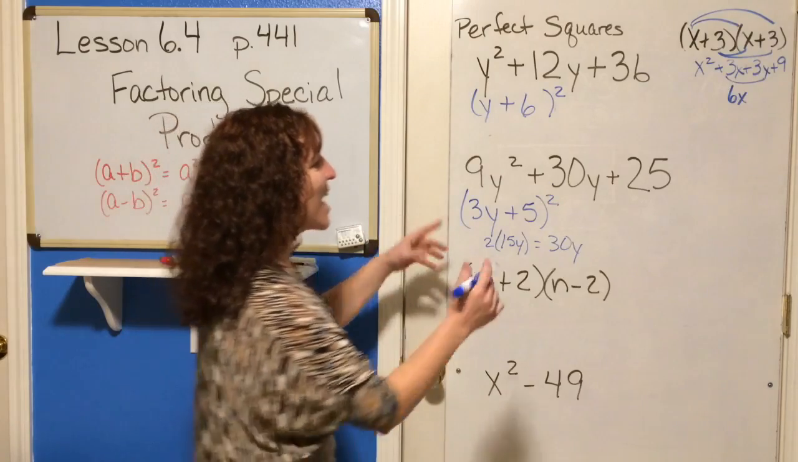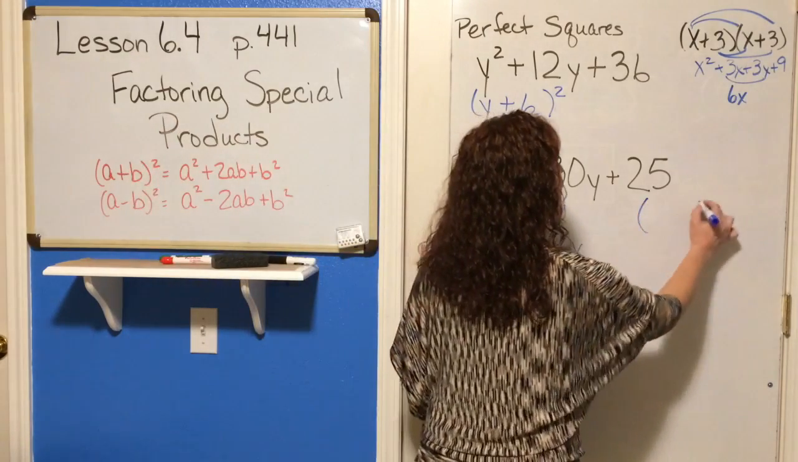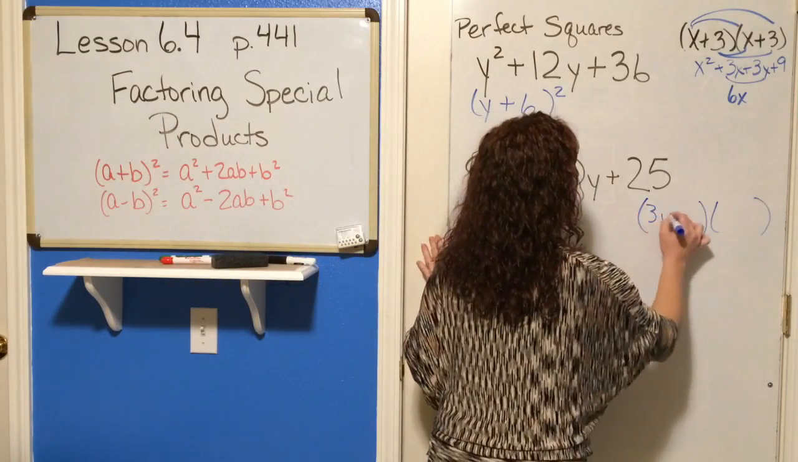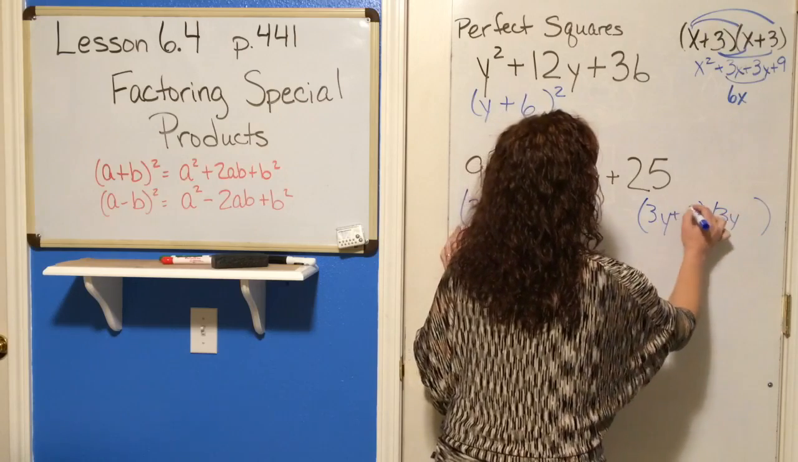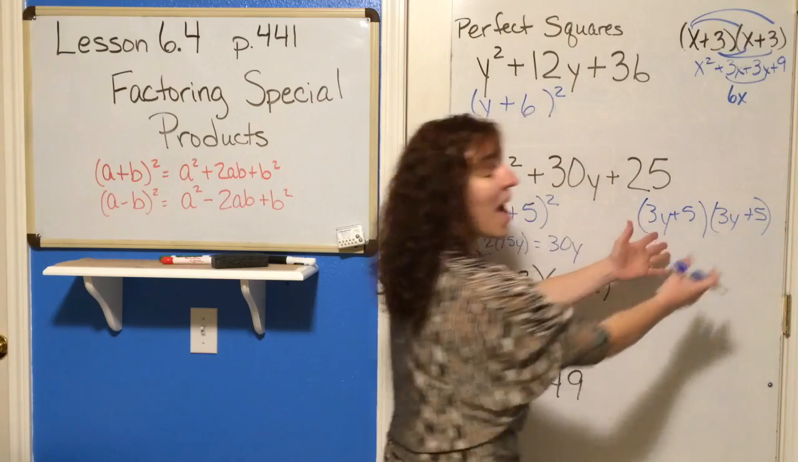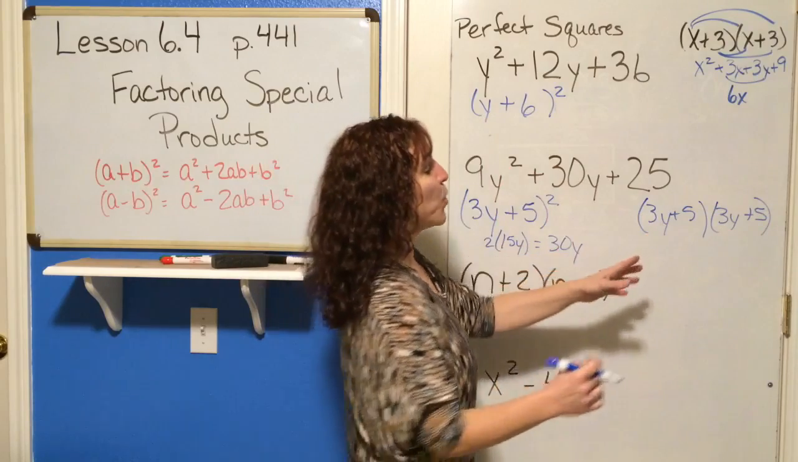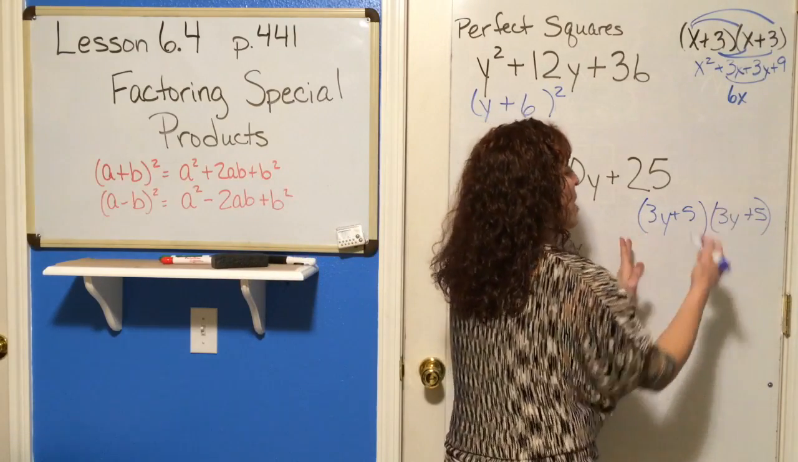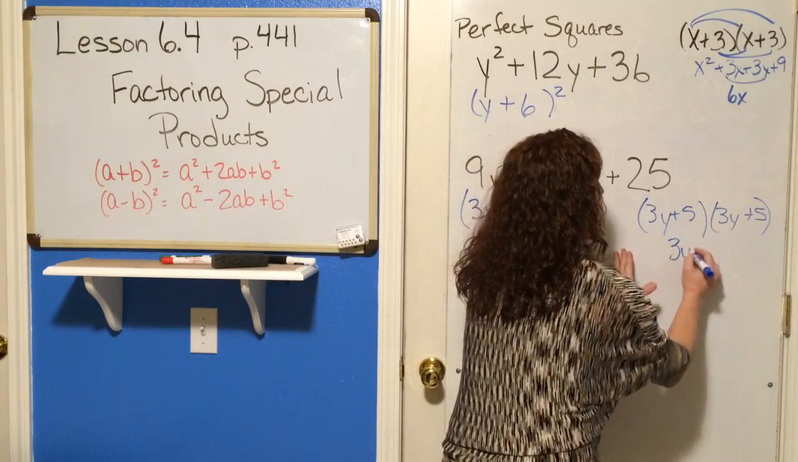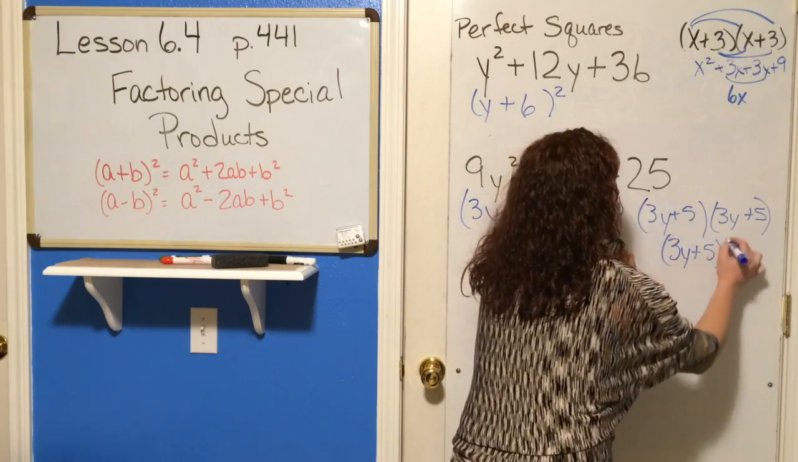Now if you didn't see that and you ended up with 3y plus 5 and 3y plus 5, that's fine. Then recognize at that point, oh, these are exactly the same. So then simplify it to 3y plus 5 quantity squared.